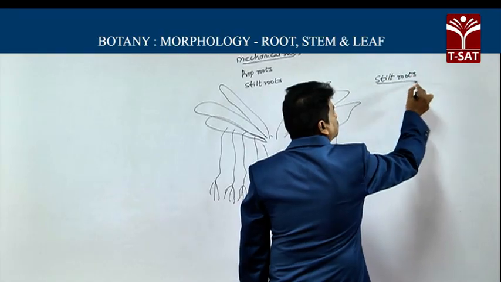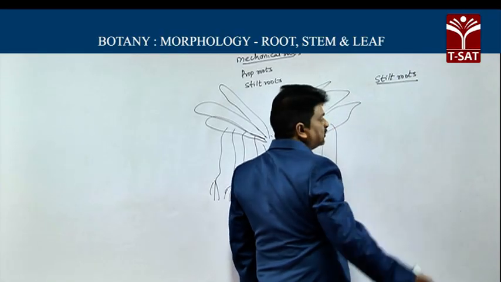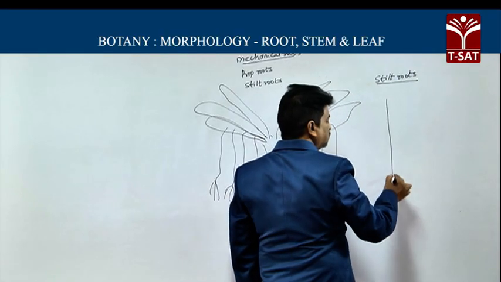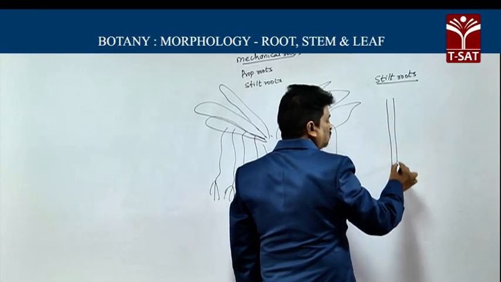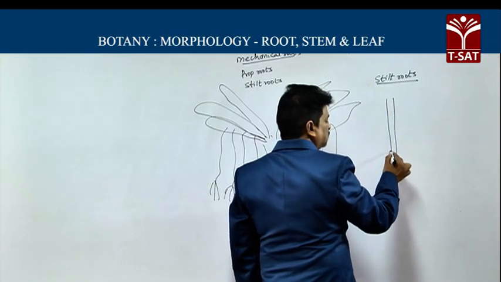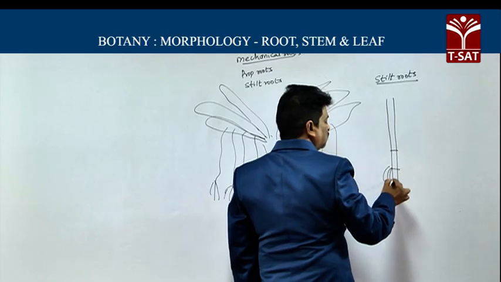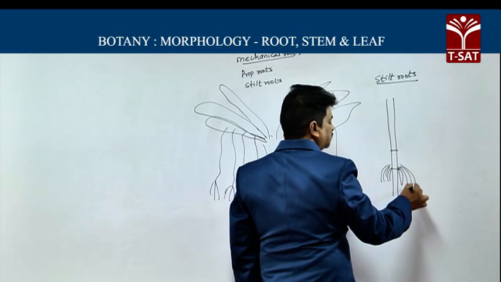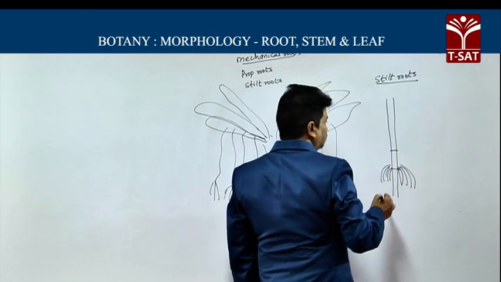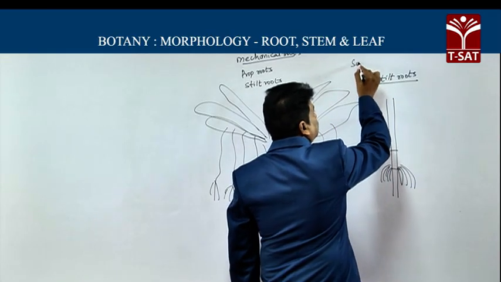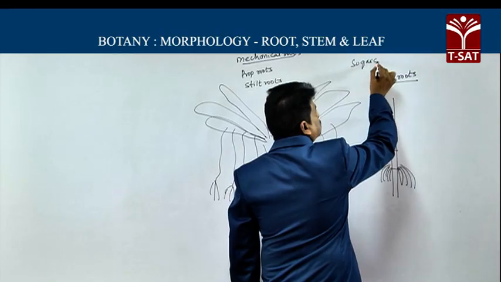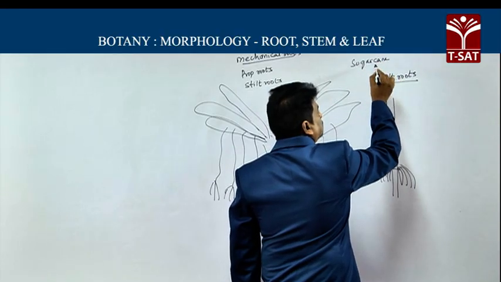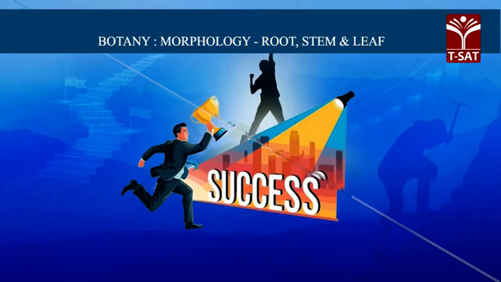Next modification, mechanical root: stilt roots. Stilt roots develop from the lower nodes of the stem and provide additional support. Example for stilt roots, sugarcane and maize.